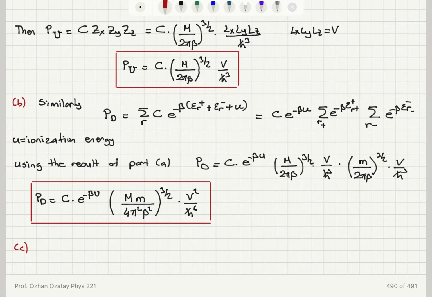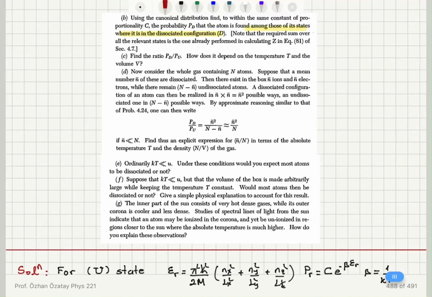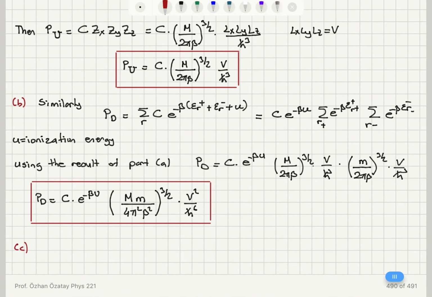Now let's move on to part C. Find the ratio. How does it depend on temperature and volume? So let's look at the ratio: probability of the dissociated configuration to the probability of the undissociated configuration. For the dissociated configuration, I have, the constant C's will cancel, so it will be e to the minus beta u.